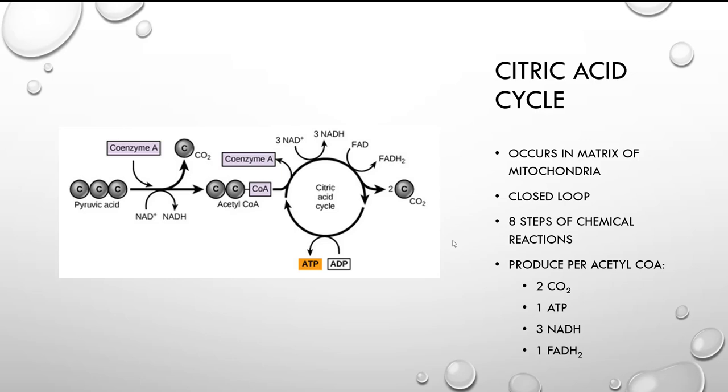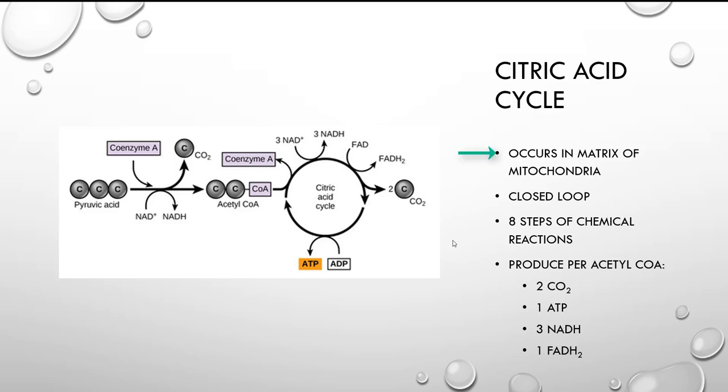So a lot of scientists decided that maybe we should just call it the citric acid cycle instead of naming it after one person when multiple people were involved in the discovery. And so if you see it as Krebs cycle, just realize it's the same as the citric acid cycle. So this is going to occur in the matrix of the mitochondrium.